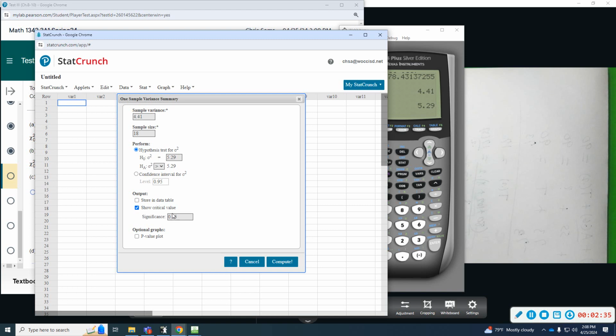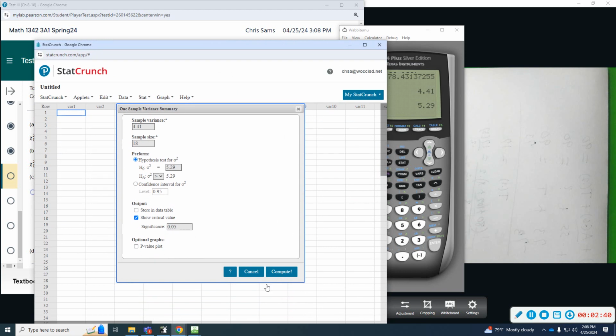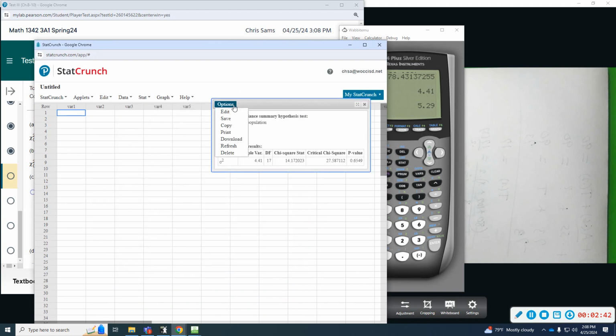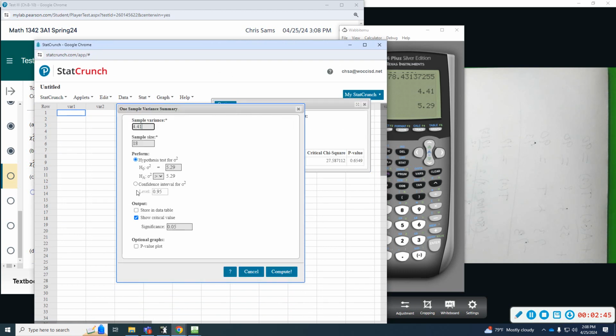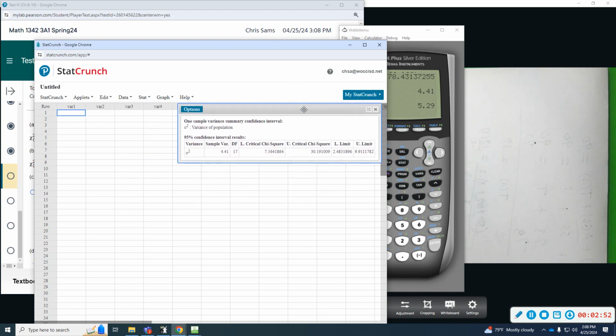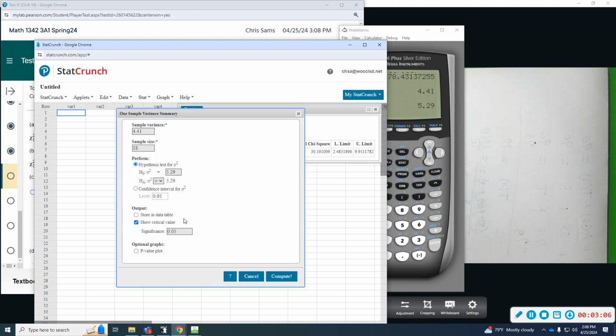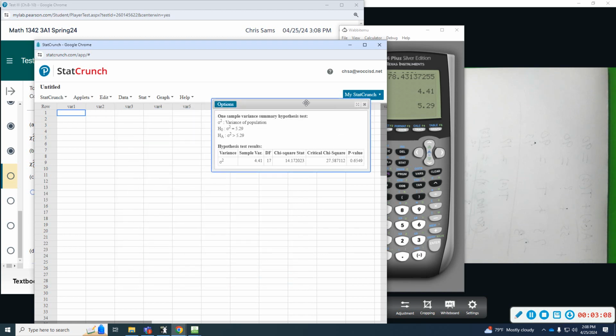Show critical value, level of significance 0.05. Let me just make sure. Yep. Okay, so we're going to compute. And I'm going to go back to options, edit, and we're going to do a confidence interval just in case we need that one as well. So here it gives me the confidence interval, lower limit, upper limit. Go back to options, edit, hypothesis test, and compute. I thought it kept them both, but it does one.